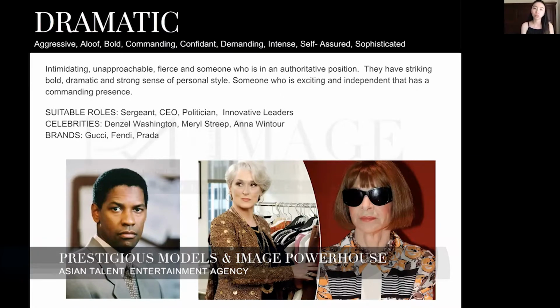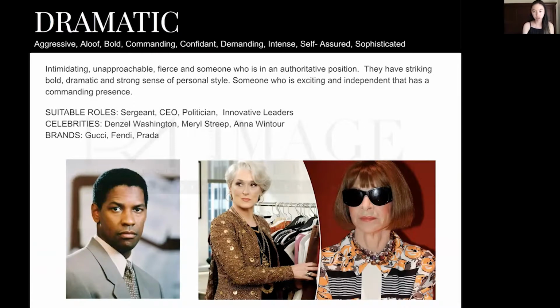The suitable roles are going to be sergeant, CEO, politician, as well as innovative leaders. Some celebrity examples are going to be Denzel Washington, Meryl Streep, and Anna Wintour.